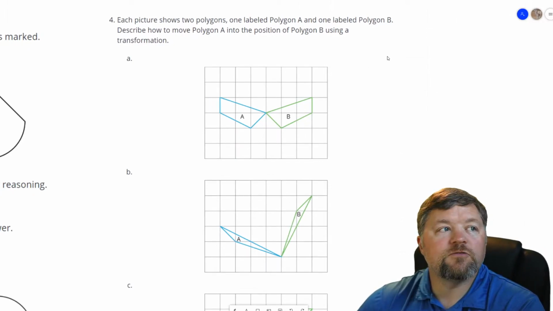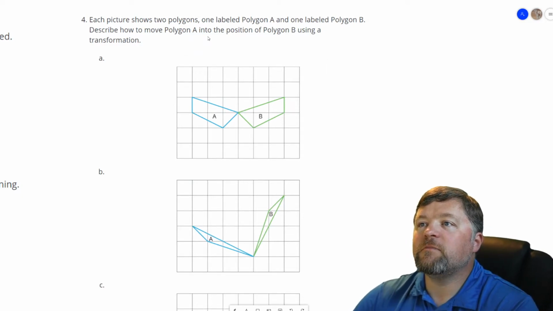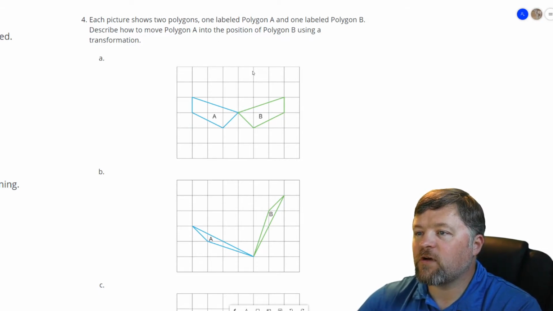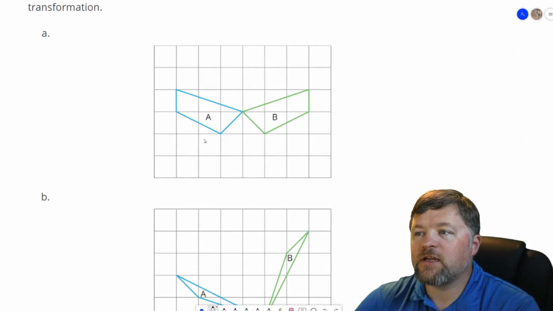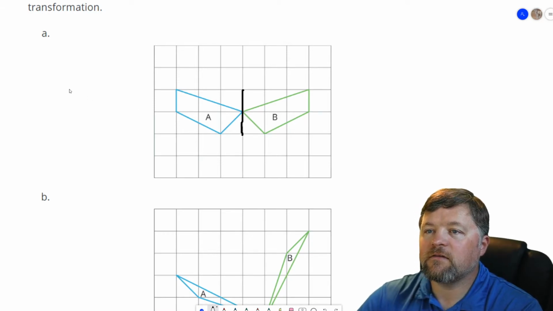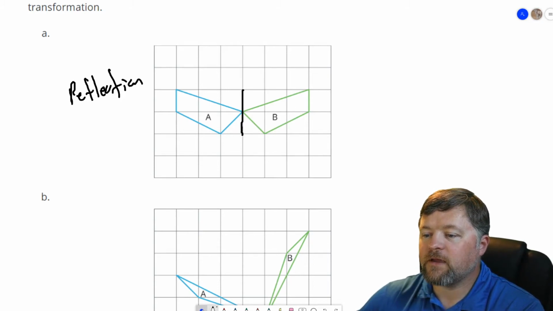Each picture shows 2 polygons, one labeled polygon A, one labeled polygon B. Describe how to move polygon A into the position of polygon B using a transformation. So, for our first one here, how do we get figure A onto figure B using a transformation? I would reflect it over this line. Reflect it over this line, and that will take figure A and put it exactly onto figure B.